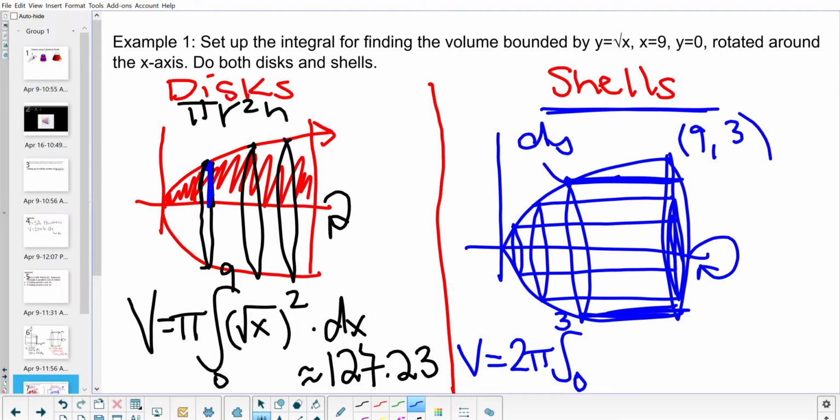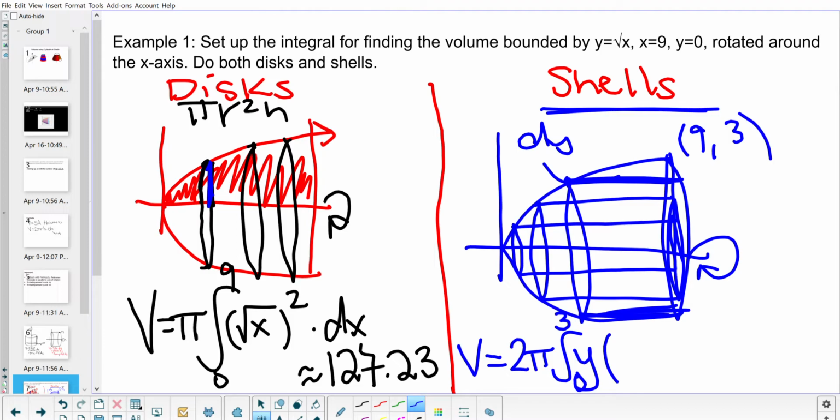RH. So the radius of each of these shells is actually just whatever the y value is there. Okay, since we're doing this in terms of y, the radius is the y value. So y times, the radius is always going to be x or y, depending on the variable you're doing this in terms of. R is the y, the height. The height then is this x value.